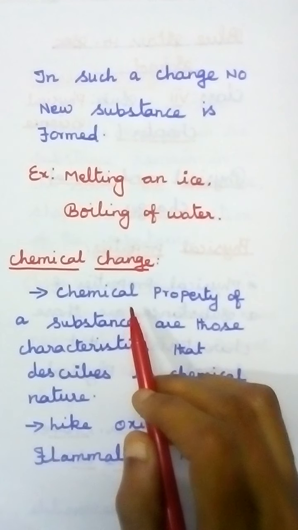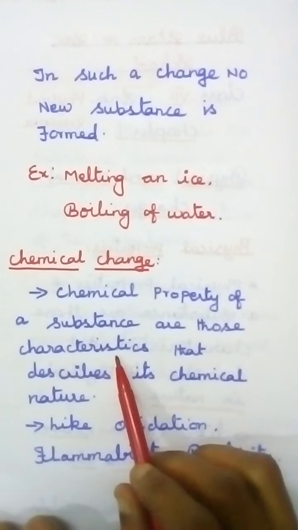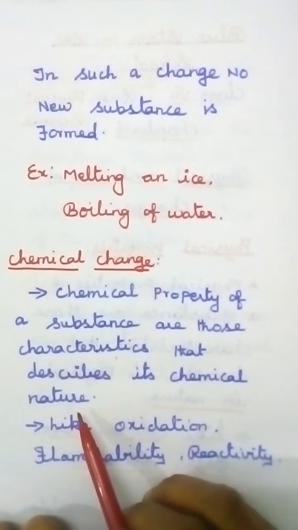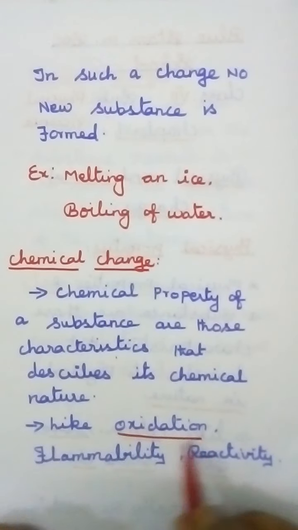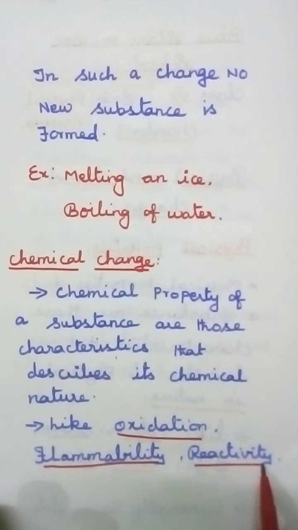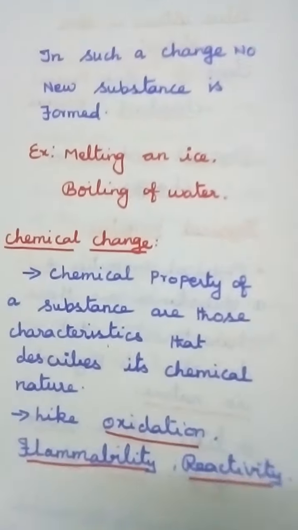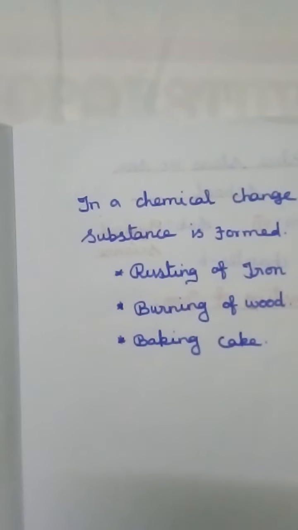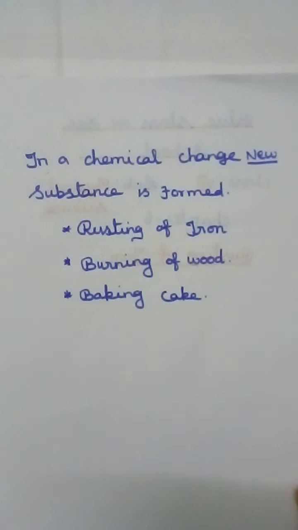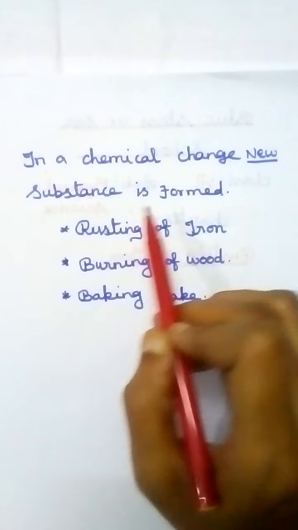Next one is the chemical change. Chemical change means the chemical properties of a substance, those characteristics that describe it as chemical in nature, like oxidation, flammability and reactivity. These substances undergo chemical changes. In a chemical change, new substances are formed.